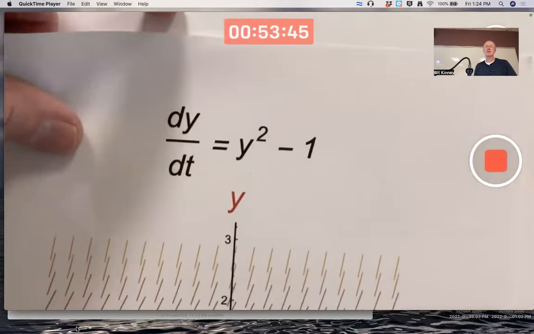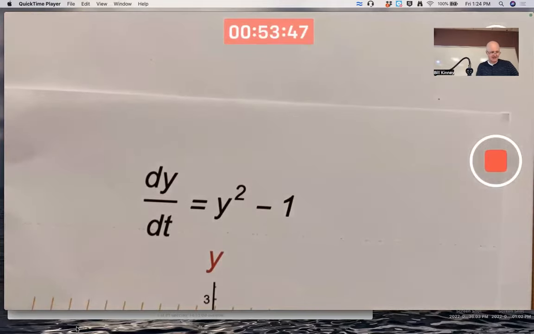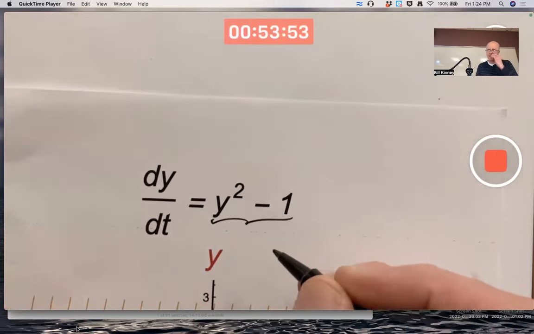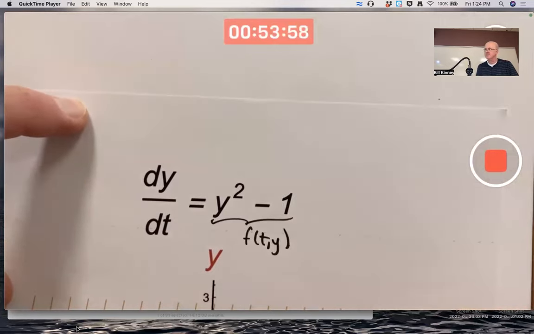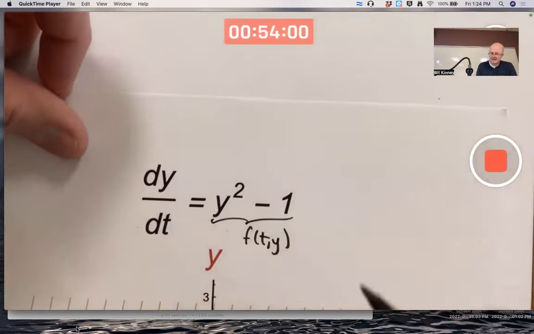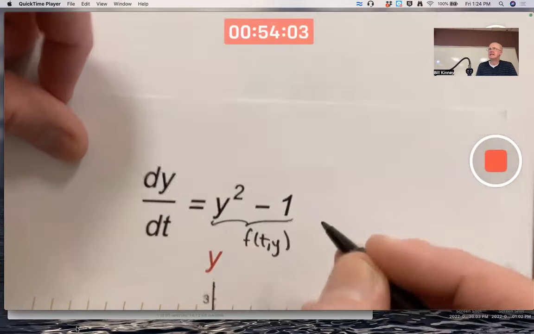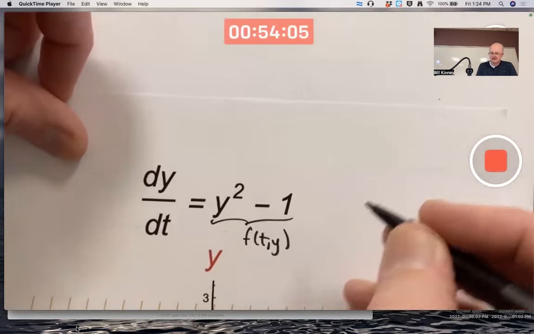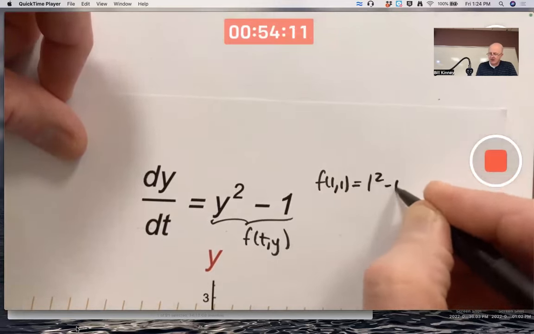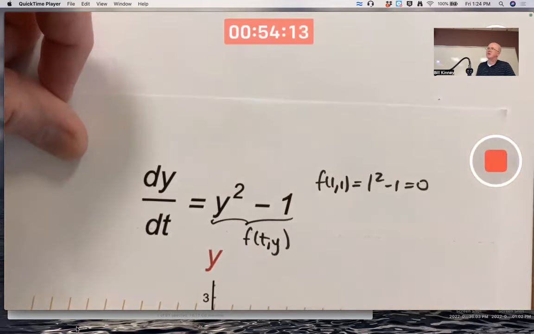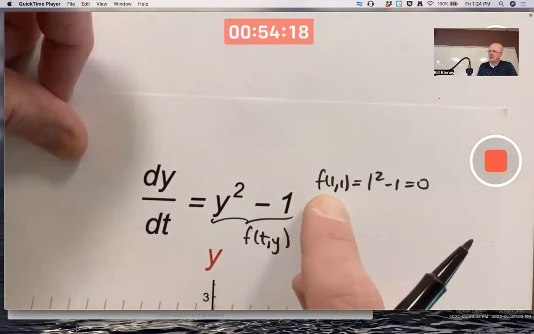So here we're about to look at the slope field for this autonomous differential equation. Even though the right-hand side only depends on y, I will use the f of t comma y notation. Yes, now the right-hand side only depends on y, no t's. If I plug in 1, 1 into that, I still get 1 squared minus 1 is 0, but only because y is 1, not because t is 1. T is the first coordinate, y is the second coordinate.